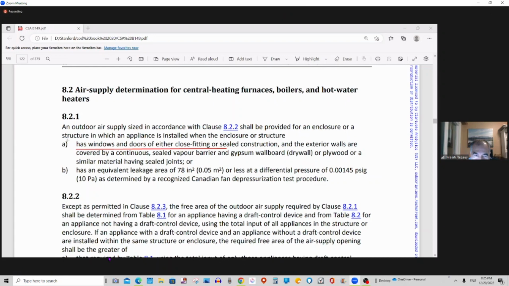Okay, look at this 8.2.1. It says all in regard to this structure. All these two are in regard to this structure. What types of structure? Either enclosure, closed, or it has a window, door, closed fitting, or sealed construction.